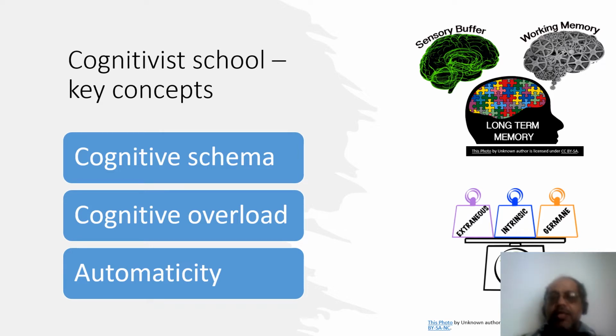is how does one get knowledge to move from your working memory or your short-term memory into your long-term memory. And the way that they argue that happens is that students have to develop, or anybody has to develop, cognitive schema. The second element that they look at is cognitive overload.